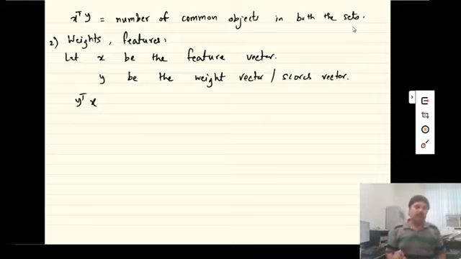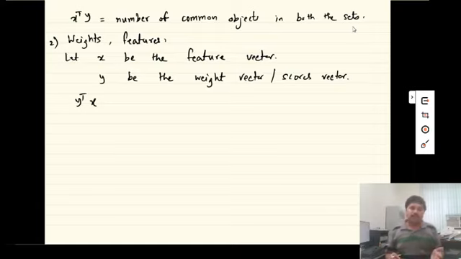For example, say you are a banker who wants to give a loan, and x is the feature vector associated with a customer. So what are the features? The features are age, salary, previous loans, and things like that. So age might be 50, salary might be 50,000 a month, and so on and so forth.